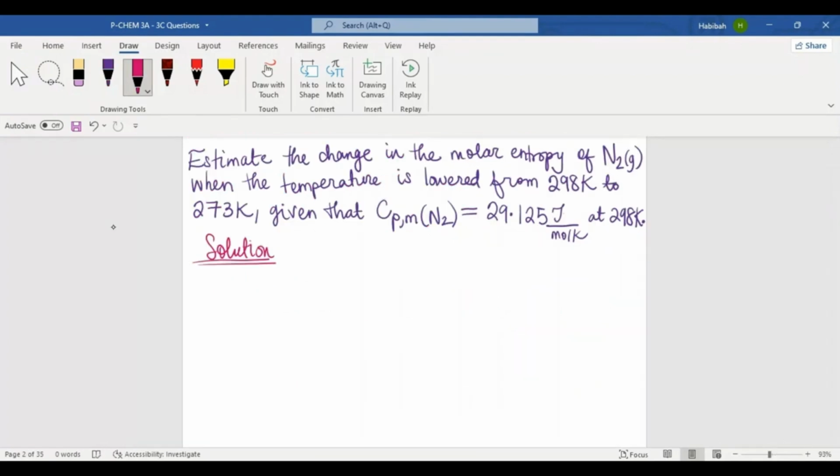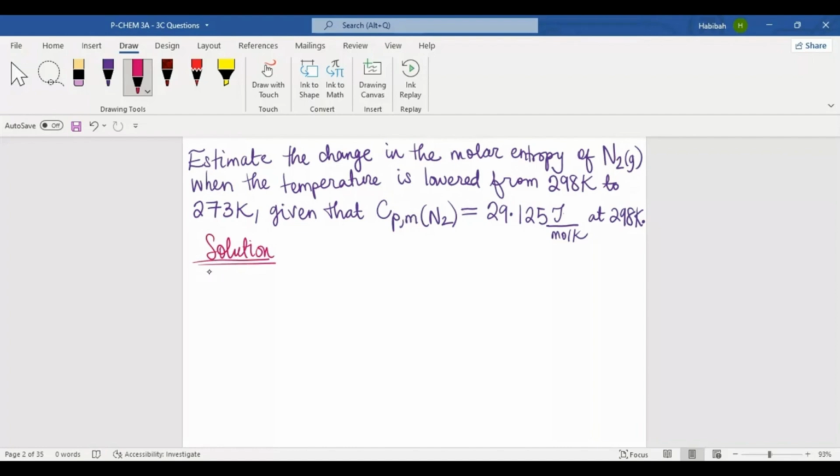So today we're going to be working on the question on the screen that says, estimate the change in molar entropy of N2 gas when the temperature is lowered from 298 kelvins to 273 kelvins, given that the molar heat capacity at constant pressure of N2 gas, or nitrogen gas, is 29.125 joule per mole Kelvin at 298 kelvins. Now we're dealing with a change in molar entropy question, meaning that we're not trying to solve for the molar entropy for anything. We're just trying to solve for a change.